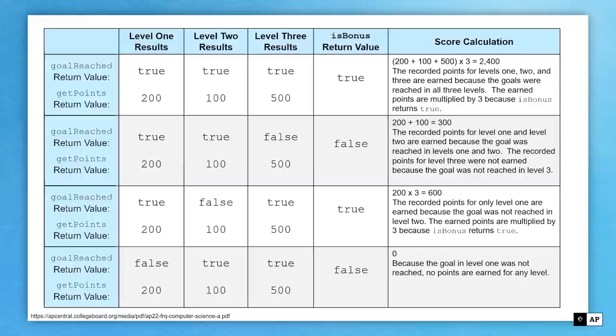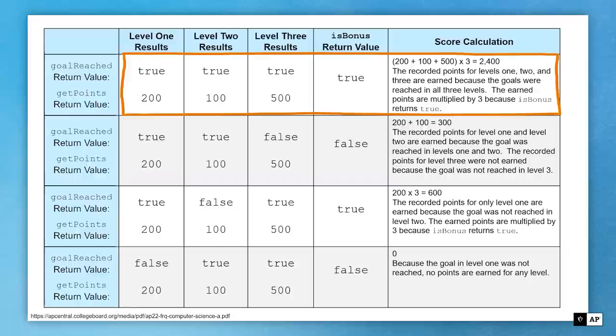So let's say in this method that we're going to write, I find out that level 1 is reached. Remember, there's a method that tells me if it's reached or not. Let's say I get back true. And then the points for that is going to be 200. Let's say level two is reached, and it also gives me some points, 100 points. Level three is also reached, true, and it's going to give me 500 points. And then isBonus is returning true.